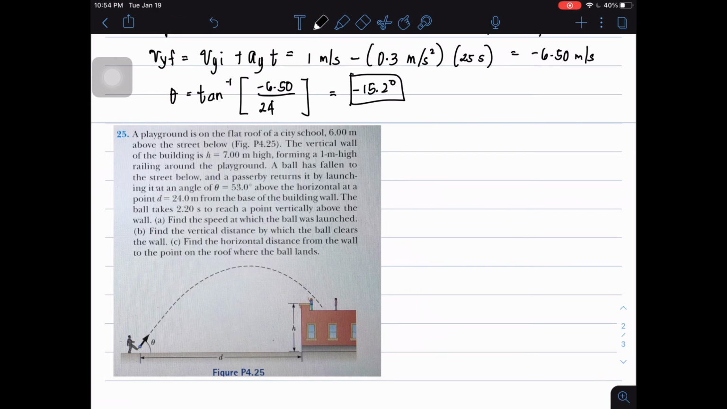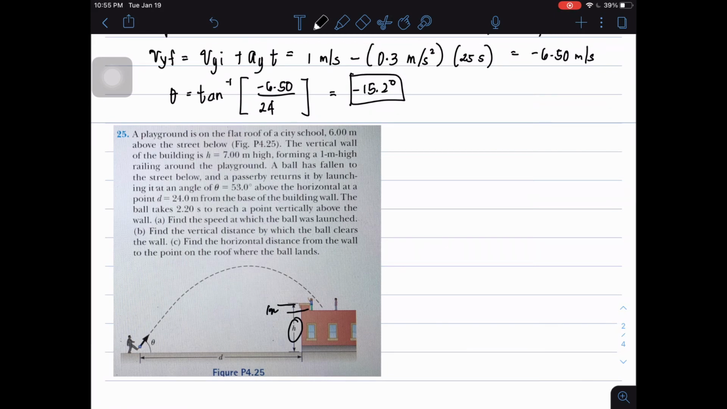A playground is on the flat roof of a city school, 6 meters high above the street below. The vertical wall of the building is 7 meters high. And that's the 7 meters, forming a 1 meter railing around the playground. So that's the 1 meter railing.